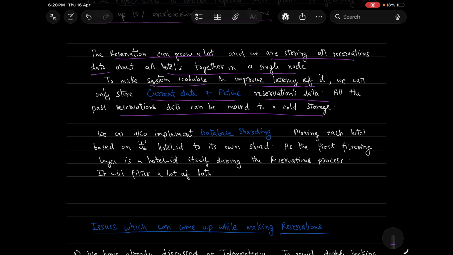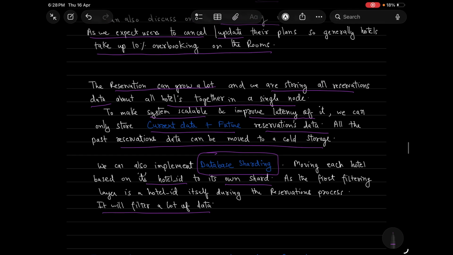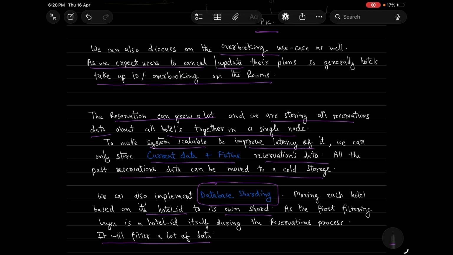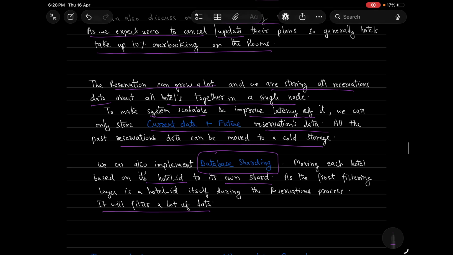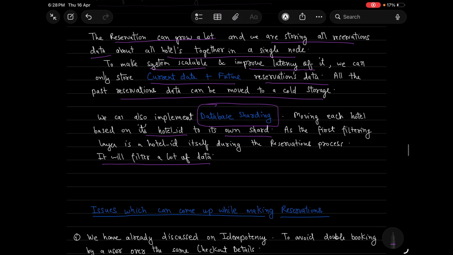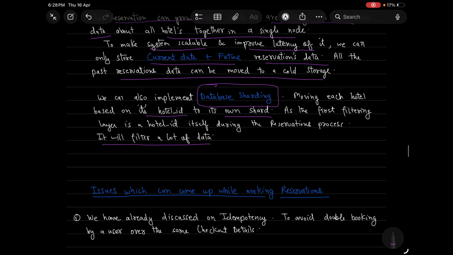We can also implement database sharding, moving each hotel based on its hotel ID to its own shard. As the first filtering layer is the hotel ID itself during the reservations process, it will filter a lot of data. So we are querying and fetching information, making reservations, and getting details about these hotels from the database. We don't want our queries to eventually slow down once the database becomes bigger and bigger. So these are a couple of strategies we can discuss and plan to take up to optimize our queries and optimize our flow.